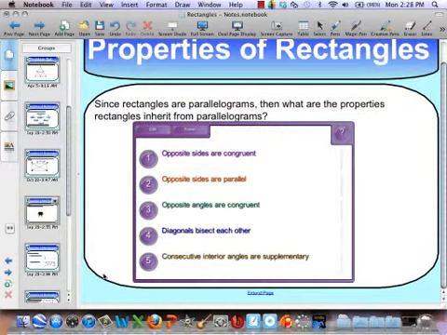And actually, we'll just go ahead and fill it in. These are the 5 things that you should have on the parallelograms. Opposite sides are congruent. Opposite sides are parallel. Opposite angles are congruent. The diagonals bisect each other. And consecutive interior angles are supplementary. So we get those 5 characteristics just out of being a parallelogram. And then, like we said, you get some extras because you are a rectangle. As Corbin said, one of the extras is that you have 4 congruent angles.